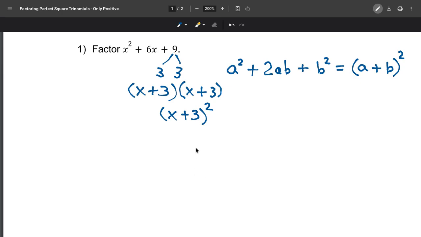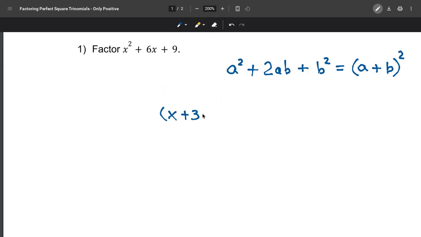Now that's one way to do it, but sometimes you get numbers in front of x squared that are greater than 1 that are perfect square trinomials, and you can factor it by recognizing this pattern. So we want to start off with just factors in front of x squared that are 1, and then we'll move to more complex stuff.